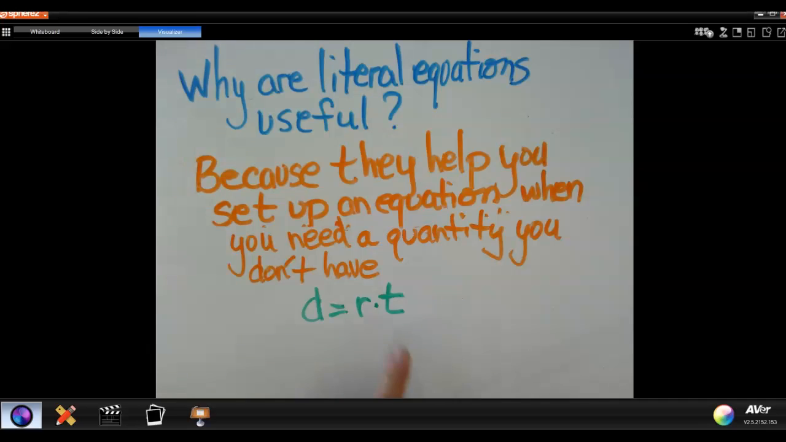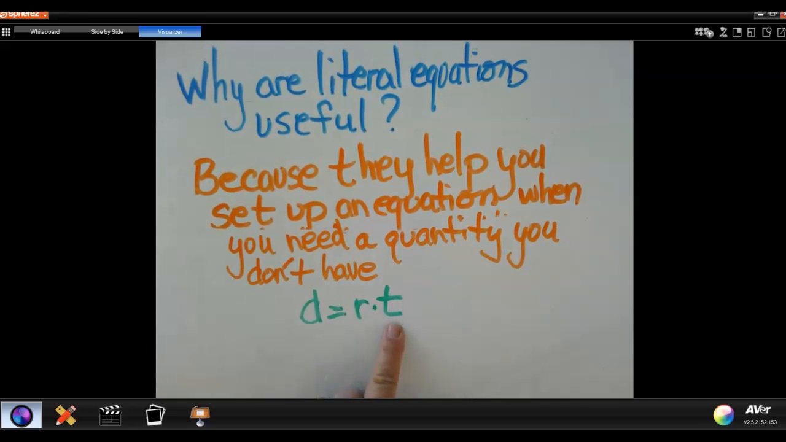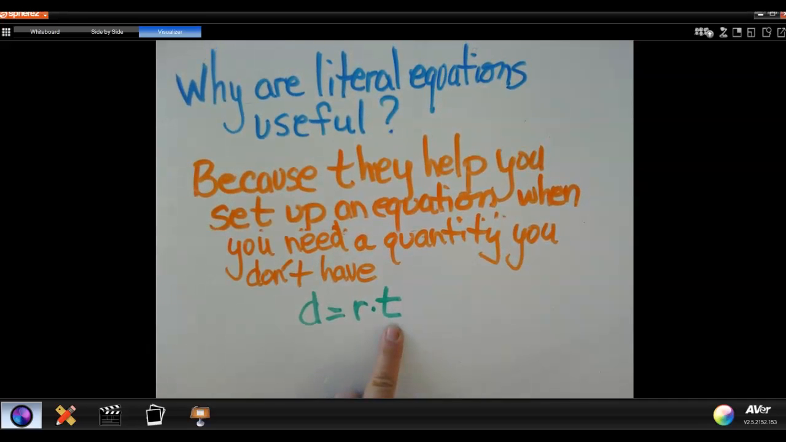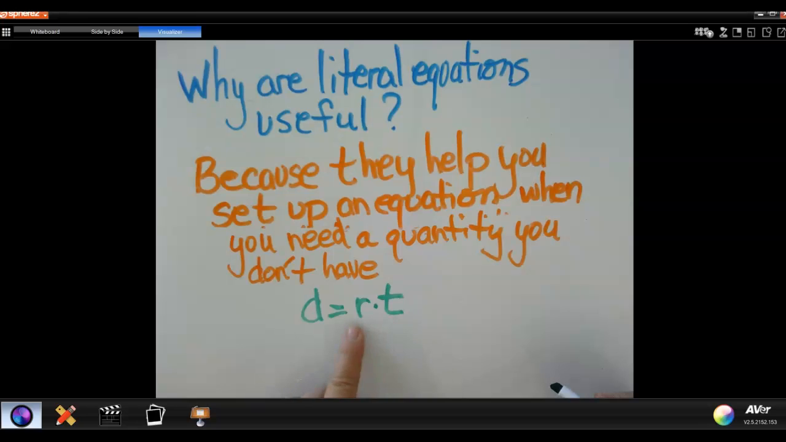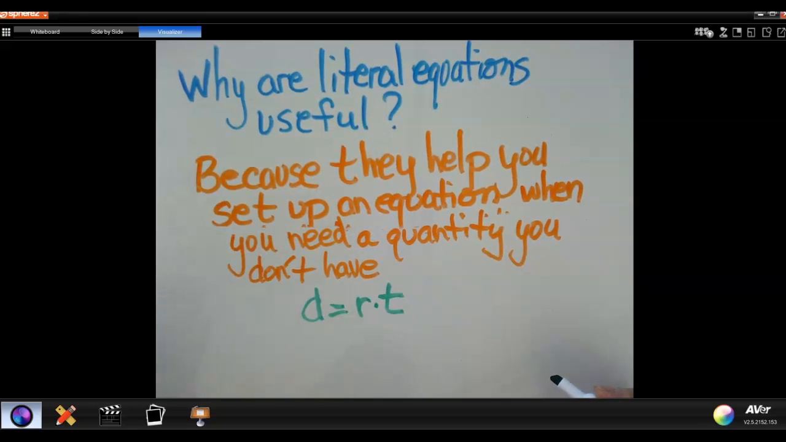So what if I don't know my time? What if I need to know how much time it took me to get somewhere? I know how far I went, and I know how fast I was going. Well, if I want to solve for t, I have to get it by itself. And r and t are being multiplied right now. So what undoes multiplication? Division.